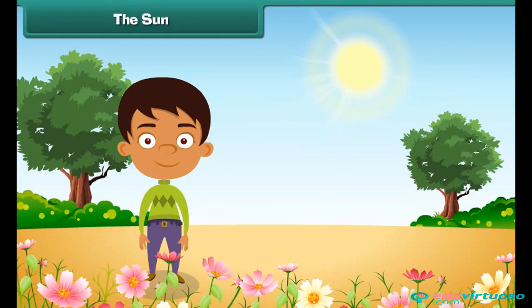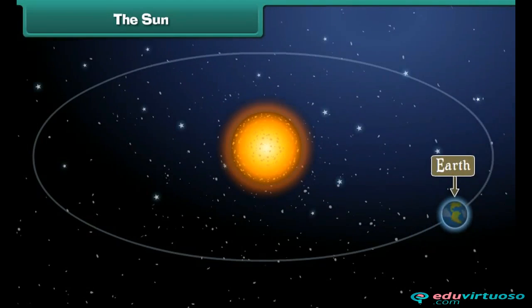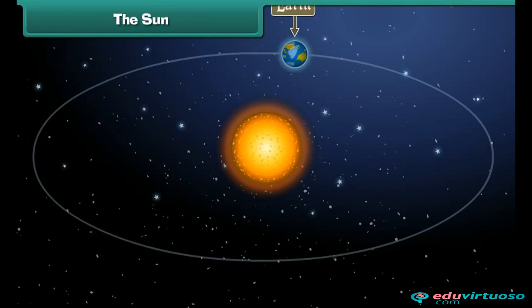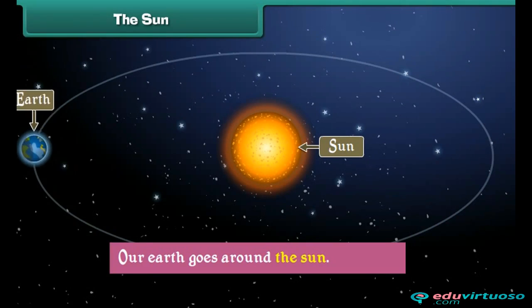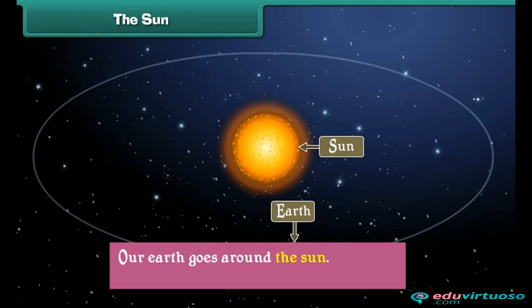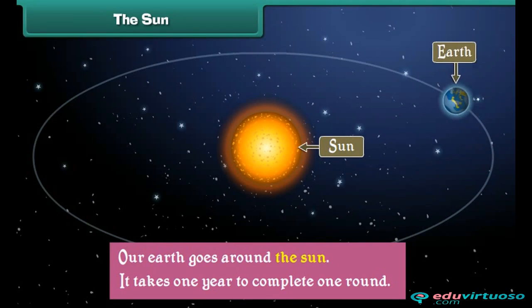The sun. The sun is a bright star. It is very hot and big. It is even bigger than our earth. It appears small because it is very far. Our earth goes around the sun. It takes 1 year to complete one round.